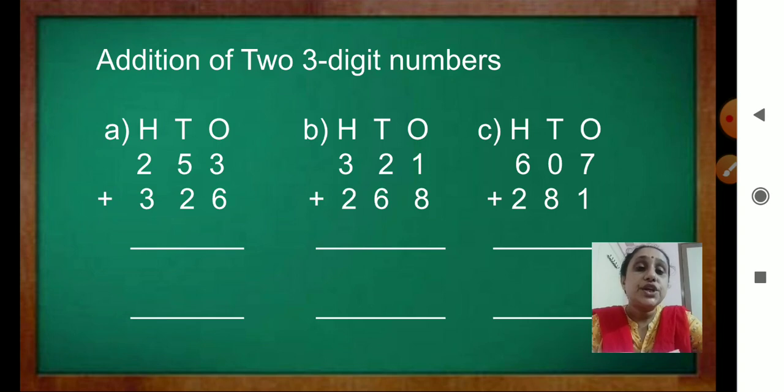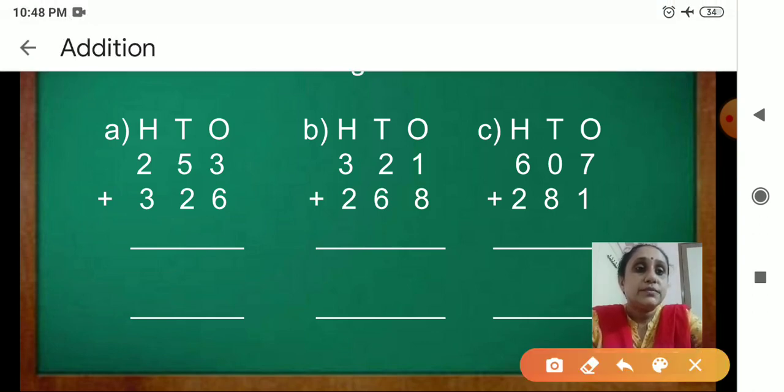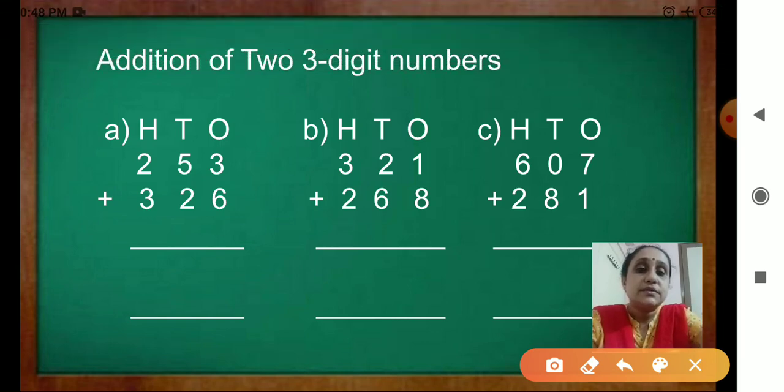Now addition of 2 3-digit numbers. See the first one. Numbers are written 253 plus 326. So we will begin. Start. 3 plus 6, 9. 5 plus 2, count. 5, then 2, 7, and 2 plus 3 you will get 5.